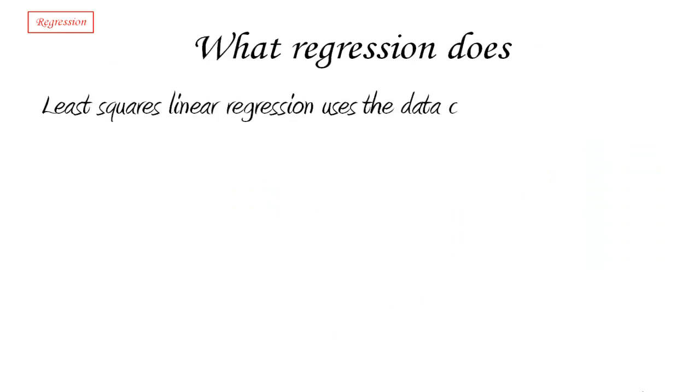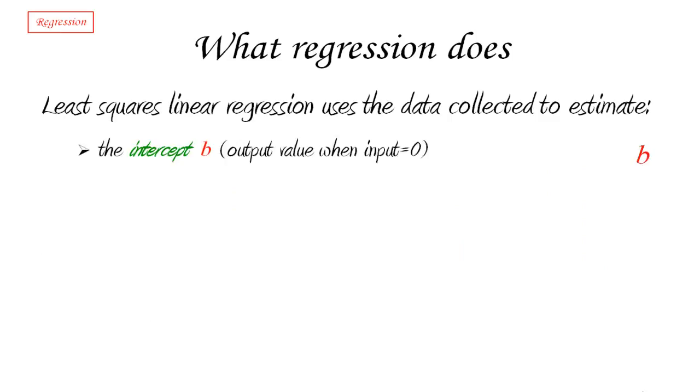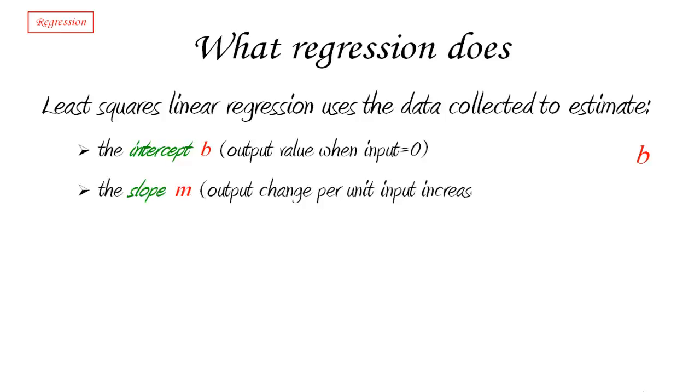So what least squares linear regression does is it uses the data collected to estimate the intercept b, remember that is the output value when the input is equal to 0, and the slope m, that is the output change per unit input increase. So notice that because we're asking just for a linear relationship, all we're looking for is those two numbers. And it turns out that the formulas for those two numbers are fairly easy. Once we have those two numbers, then of course we can generate the formula, y equals mx plus b.